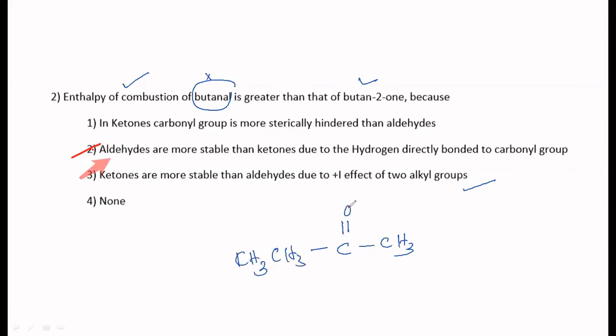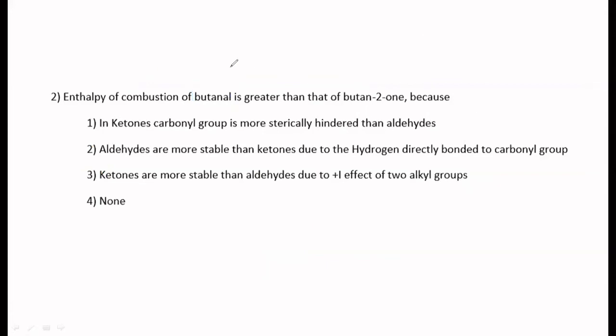Double bond. Okay. So the positive charge developed on this carbon due to electronegativity difference will be stabilized by plus I effect of this. That is the reason. That's correct. Option 3. Ketones are more stable than aldehydes due to the plus I effect of the two alkyl groups. That's correct. Now let's move on to the next question.